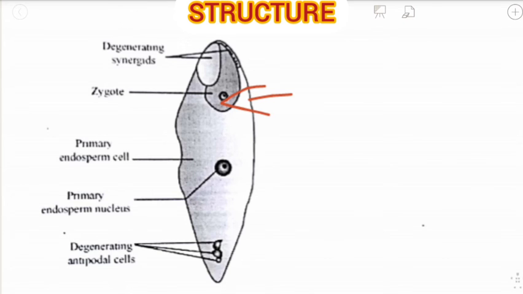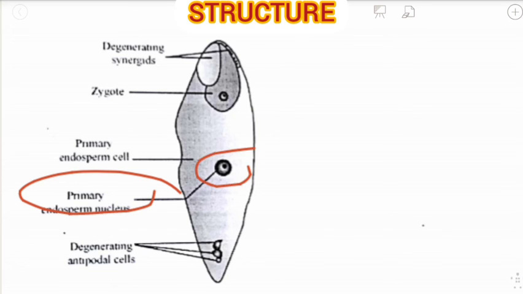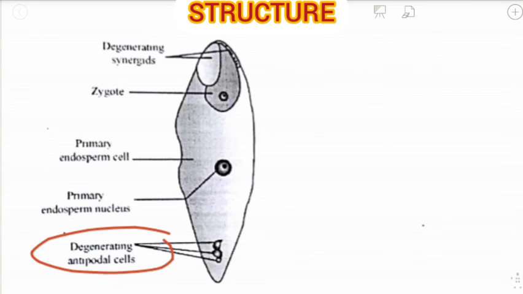And then this is the primary endosperm cell. What is the primary endosperm cell? This central cell becomes the primary endosperm cell. Then this is the primary endosperm nucleus, PEN, which is also known as the triple fusion part. These are the degenerating antipodal cells. This is a very simple process and you can understand it very easily.